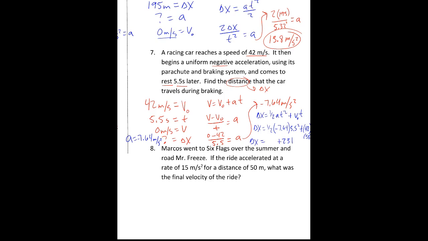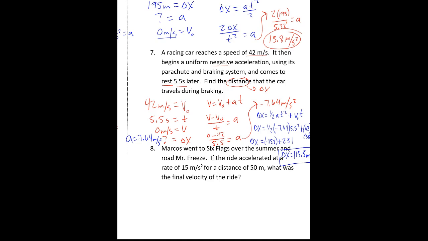And then 5.5 squared times 7.64 divided by 2 is 115.5. So this is going to be a negative 115.5 plus the 231. So 231 minus 115.5, we get 115.5 meters. So that's the change in our position for number 7.